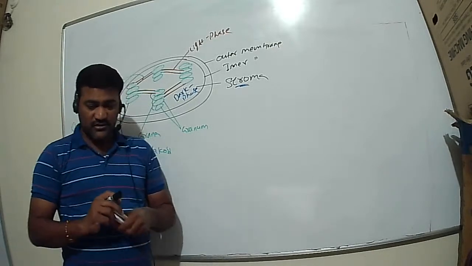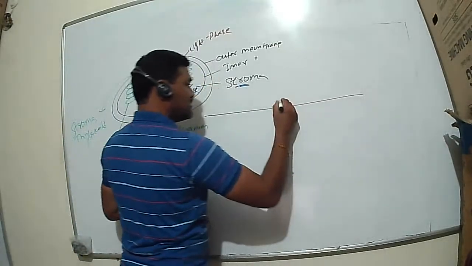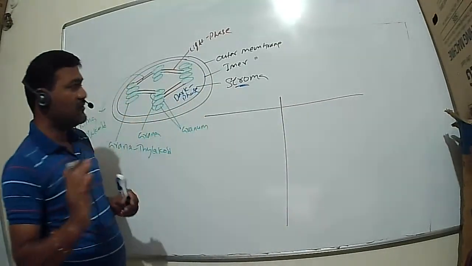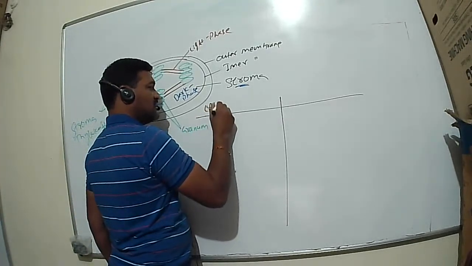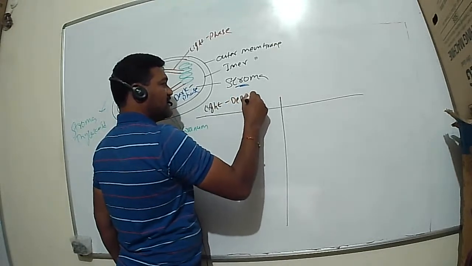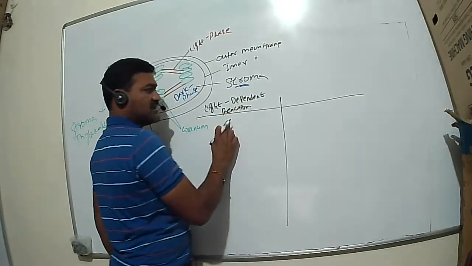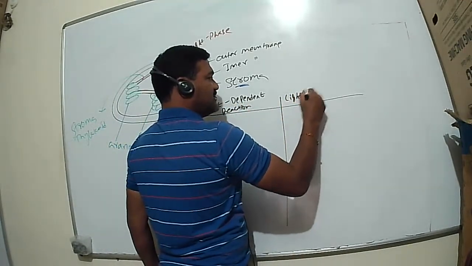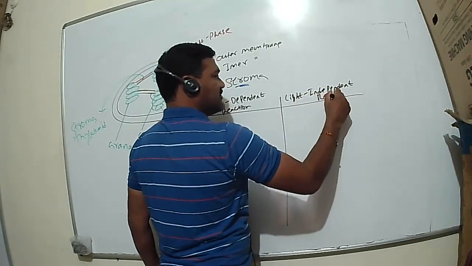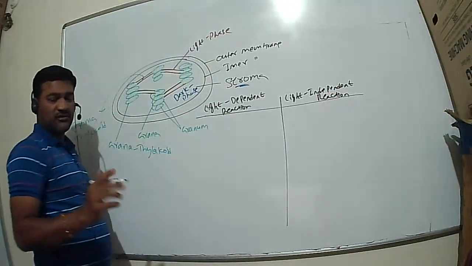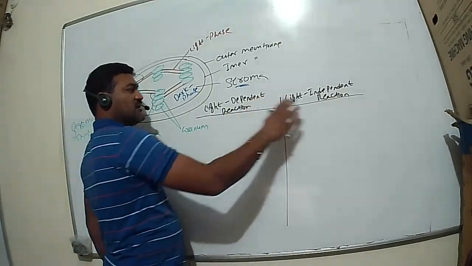I'll come to the mechanism of photosynthesis, very, very important. Now, coming to the mechanism of photosynthesis, listen very carefully. Photosynthesis occurs in two phases. One is the light dependent reaction, which is simply called light reaction, and the other is the light independent reaction. Photosynthesis occurs in two steps or two phases: light dependent reaction, light independent reaction.